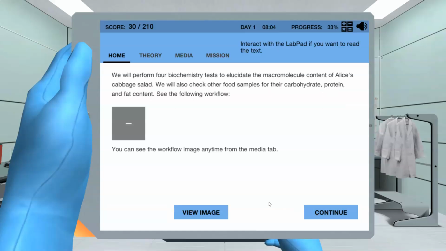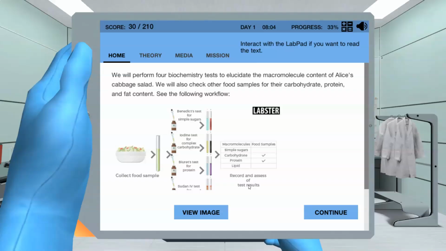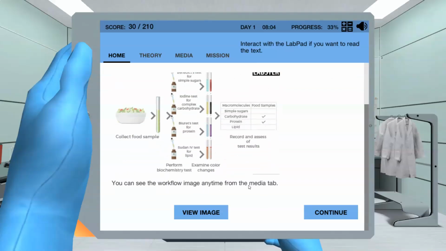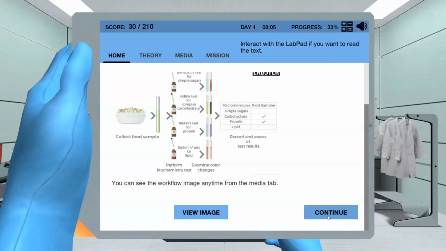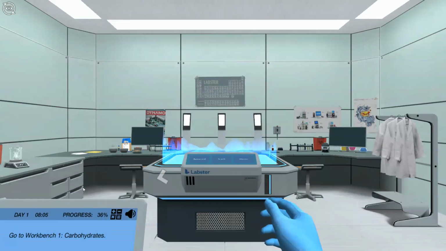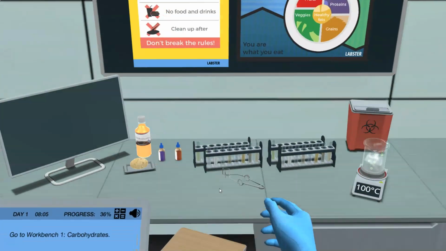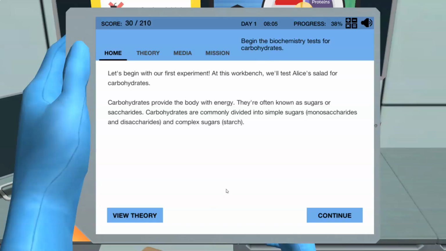We will perform 4 biochemistry tests to elucidate the macromolecule content of Alice's cabbage salad. We will also check other food samples for their carbohydrate, protein, and fat content. See the following workflow. You can see the workflow image anytime from the Media tab. Go to Workbench 1, Carbohydrates. Let's begin with our first experiment.